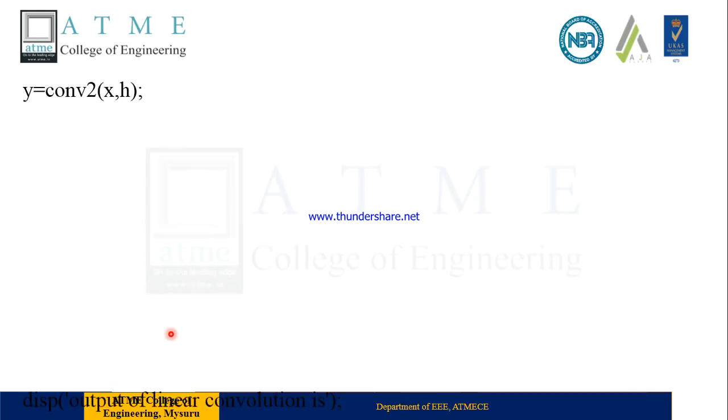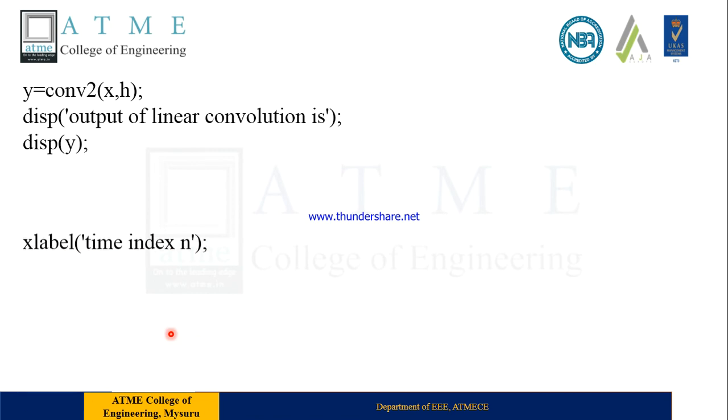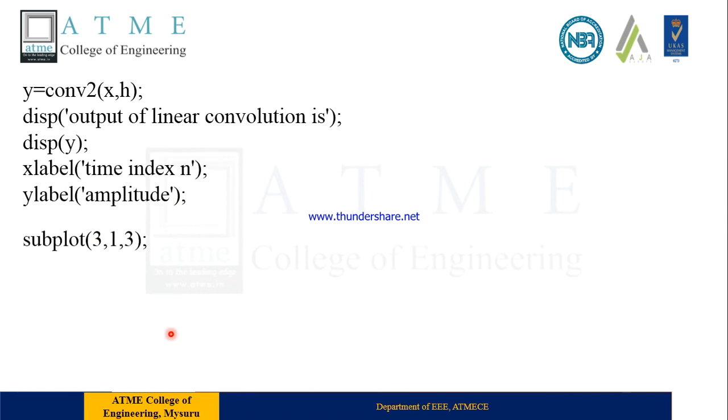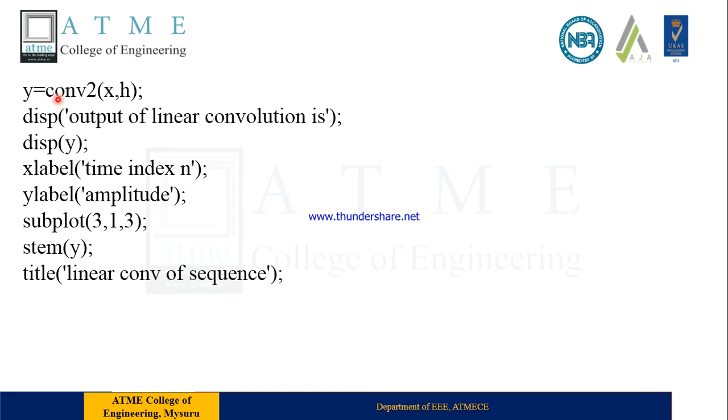Once we are done, we take the convolution. This is the main command that gives our actual performance. conv is the command that helps us convolve the two samples x and h, and that will be given out in y. Once this is done, we display our output y, which is the output of linear convolution.